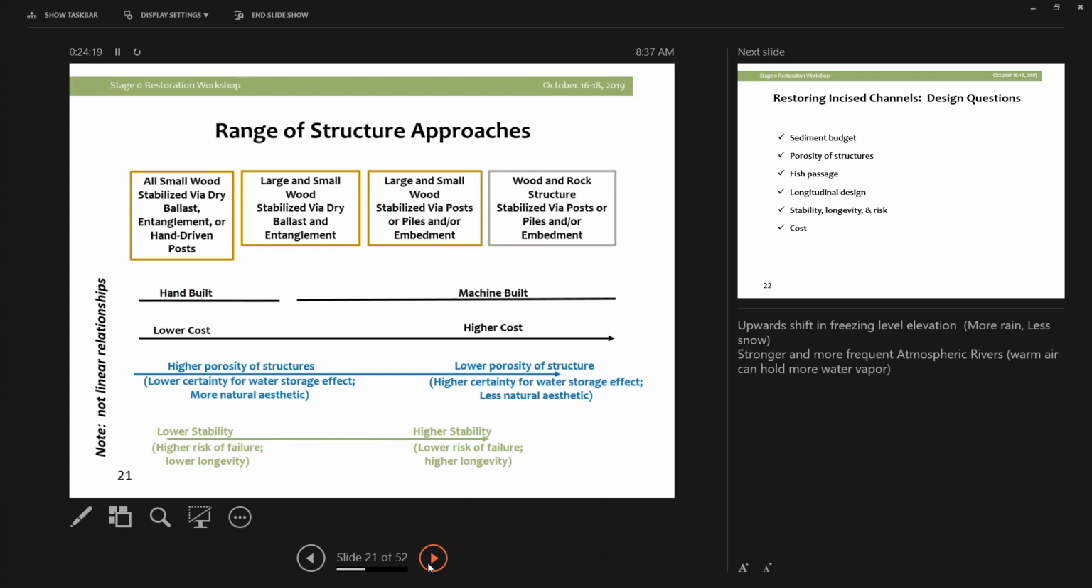Looking at these as different knobs that we can turn based on the system itself, based on the cost, how we want to build it, and what our tolerance is for stability and longevity.